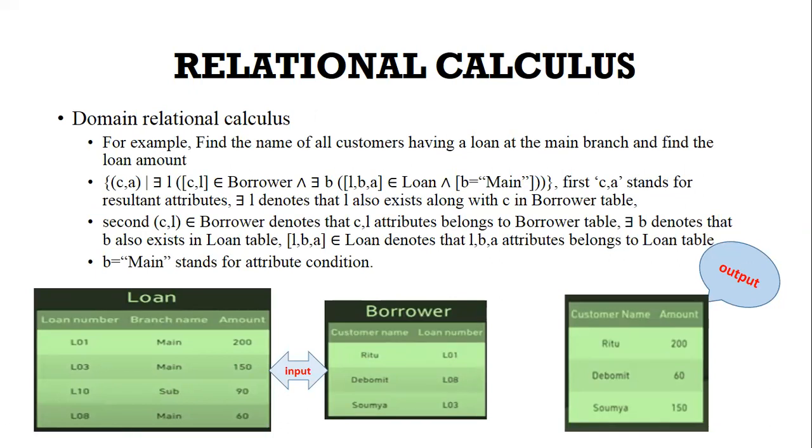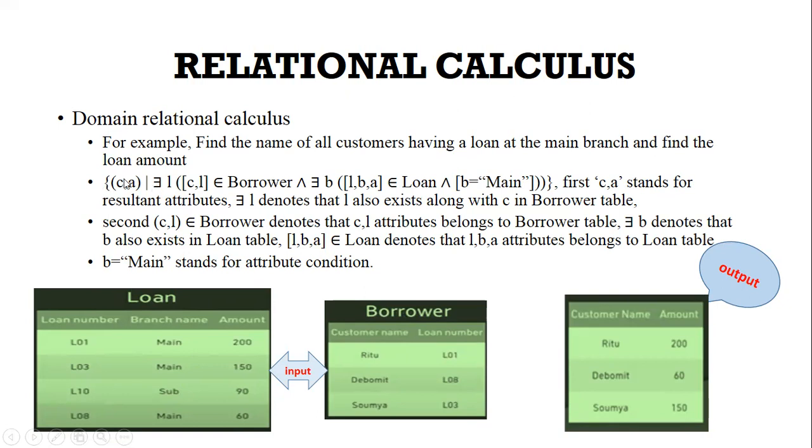The last example is to find the name of all customers having a loan at the main branch, and find the loan amount. Two tables will be used here: one is the loan table, another is the borrower table. Here we identify the names of all customers having a loan at the main branch, and find the loan amount. In the loan table, three attributes are mentioned: loan number, branch name, and amount. In the borrower table, we have the customer name and loan number.